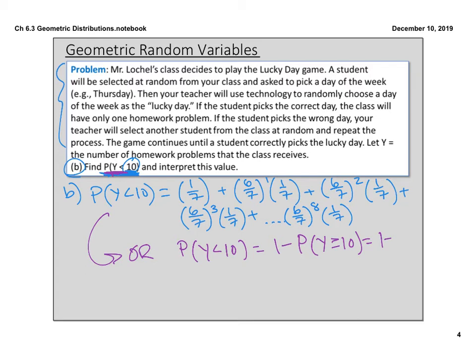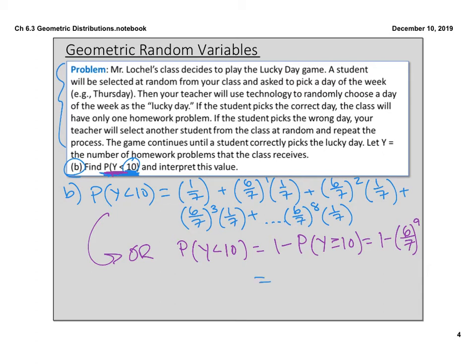If you think back to chapter 5, we talked about the probability of at least. So this is like saying 1 minus the probability of failures. So 6/7 to the 9th power is failing 9 times in a row. If 9 people fail in a row, that means you got no successes in those first 9 attempts. If you take 1 minus that, then you'll get at least 1 success in those first 9 attempts. That makes it a little bit easier to calculate this probability.